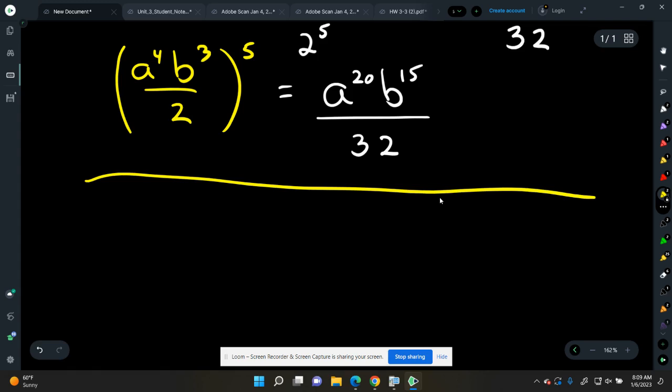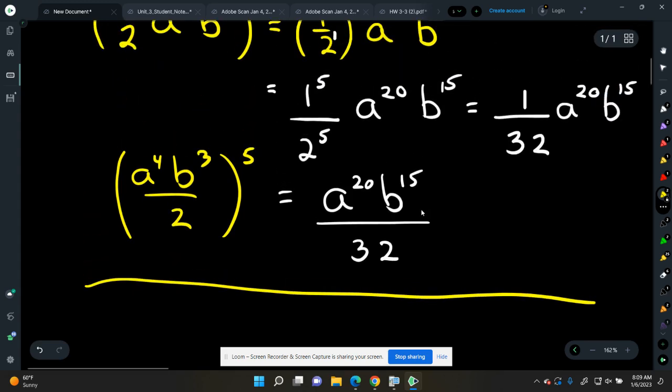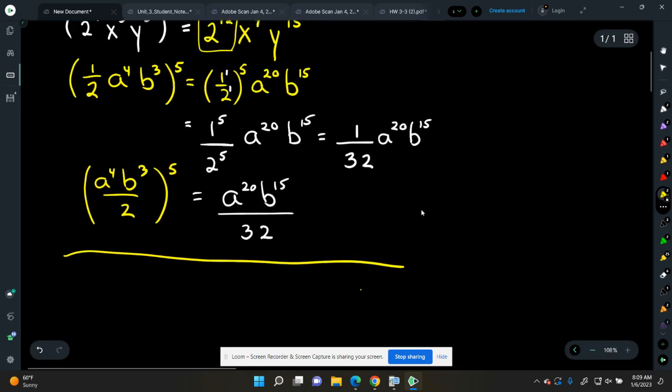Can you scoot it up a little bit so I can see the overboard of that? Scoot it up. Okay, let's do 3/4 x to the 2nd, y to the 4th, to the 2nd.